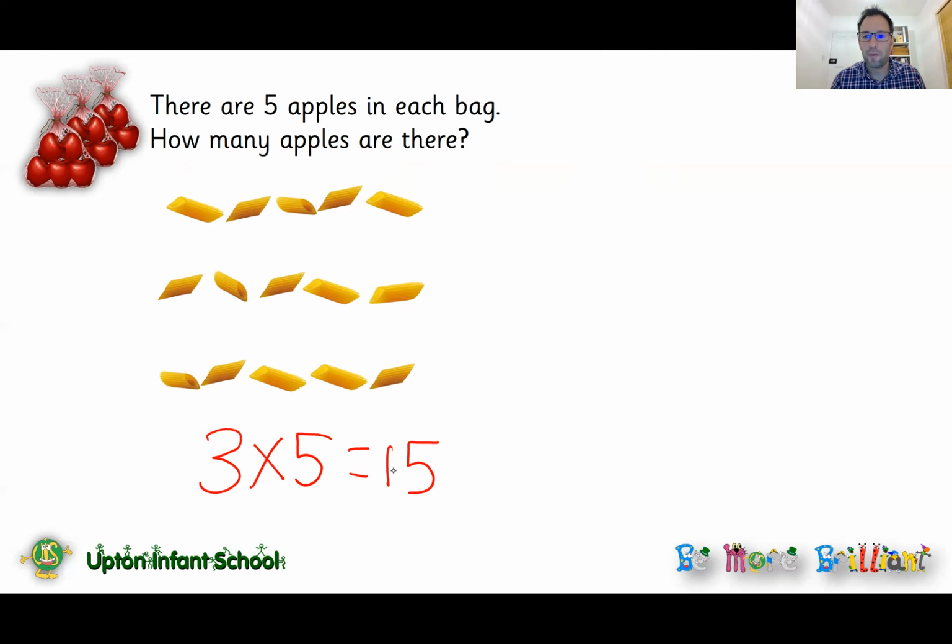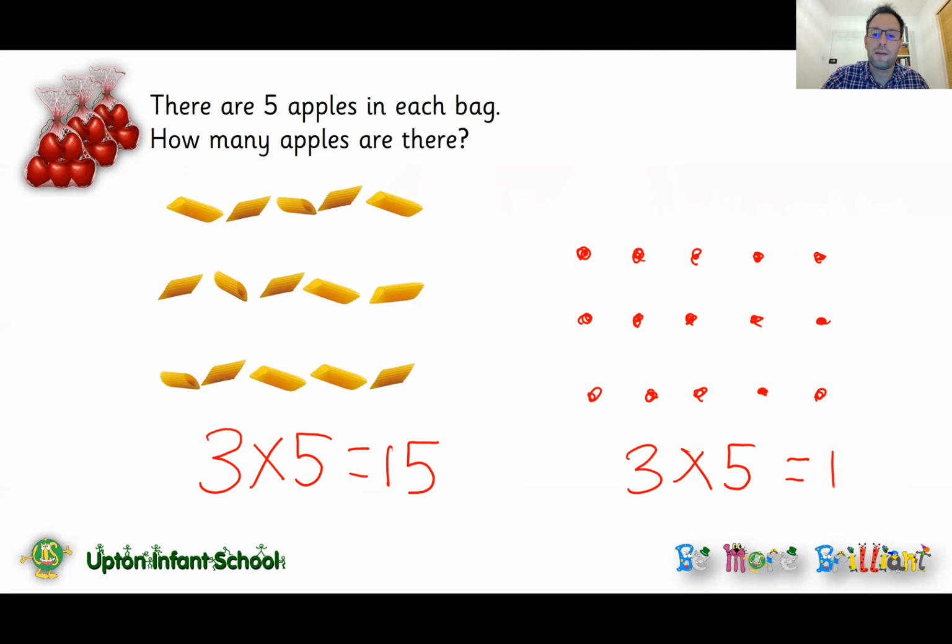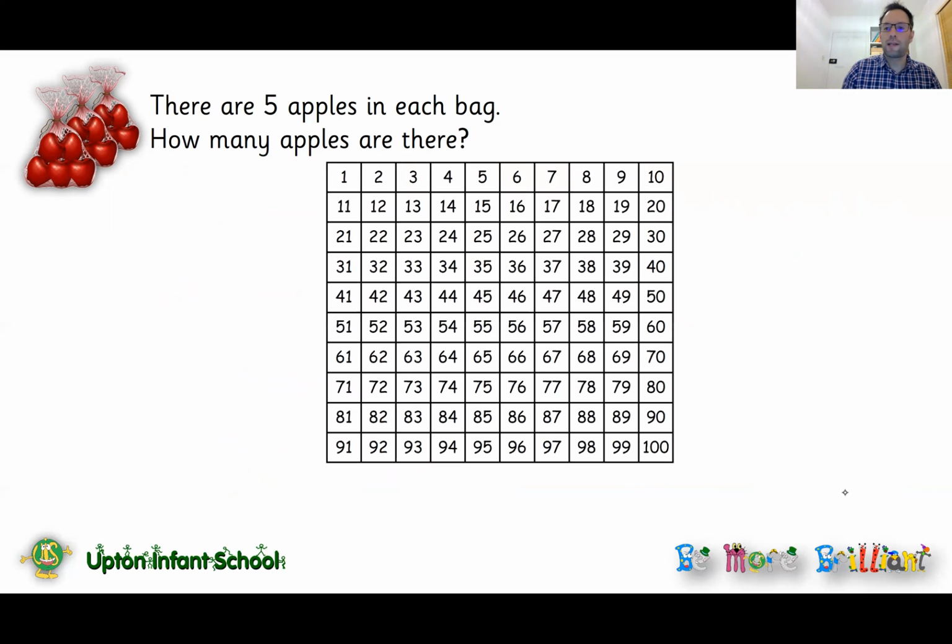Now, don't forget, we can show an array by drawing it. So I could have done it like this. 1, 2, 3, 4, 5, 6, 7, 8, 9, 10. That's 2 lots of 5 and another lot of 5. That is 11, 12, 13, 14, 15. That also shows 3 times 5, which equals 15. So if you did that way at home, well done. Let's have a look at another way. I could use my 100 square, and there are 5 apples in each bag, and I've got 3 bags.